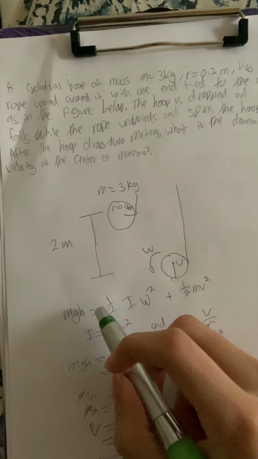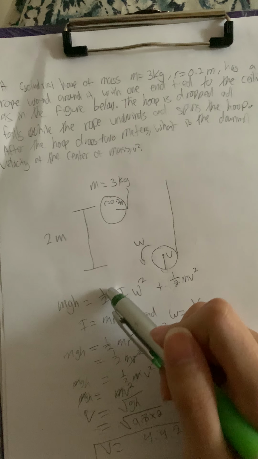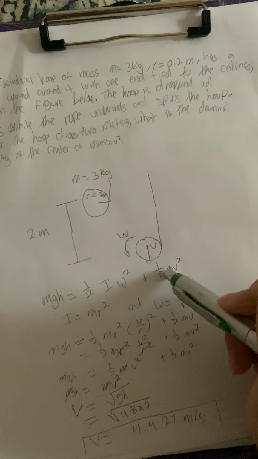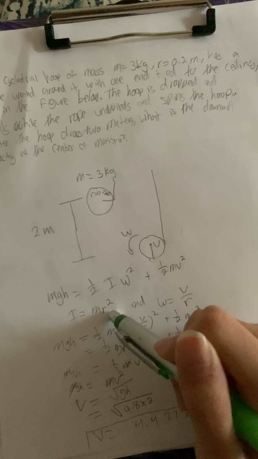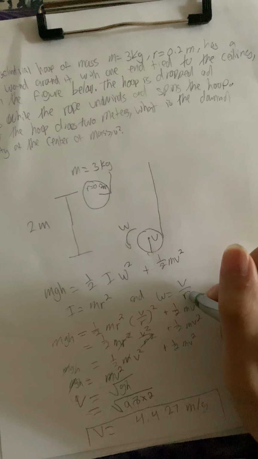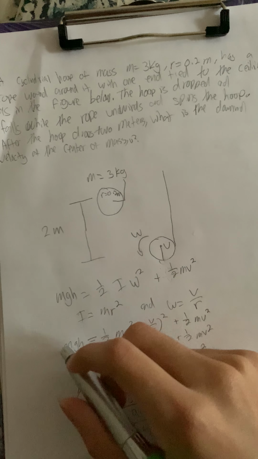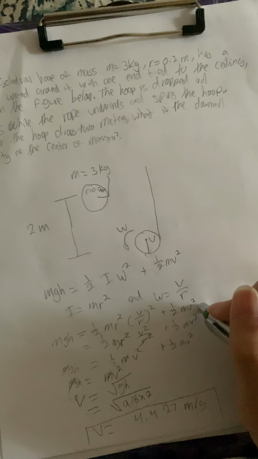So we do that by just using the equation mgh equals 1/2 inertia times w squared plus 1/2 mv squared. So we know inertia equals mr squared, and then we know that w equals v over r. So now we know that information. Let's plug the information back in. So then we'll get mgh equals 1/2 mr squared times v over r all squared plus 1/2 times mv squared.